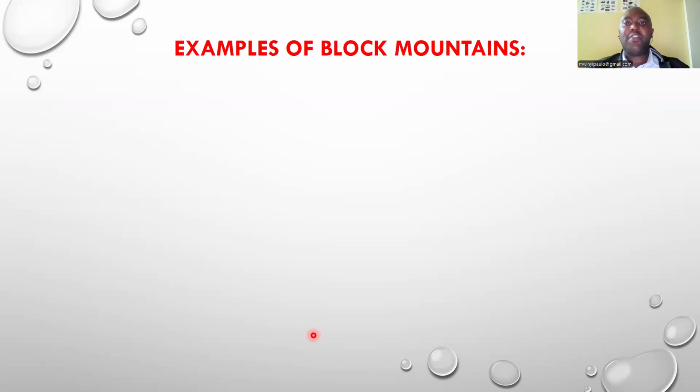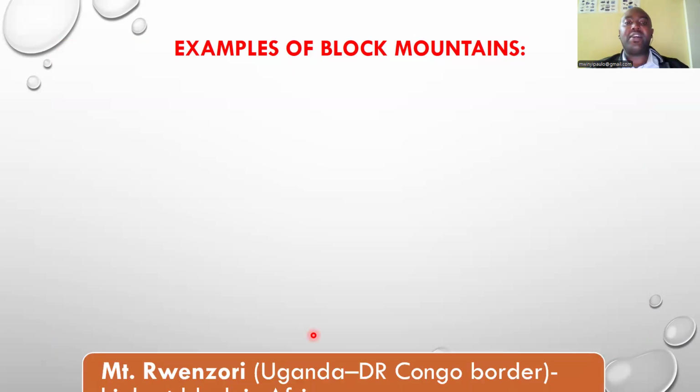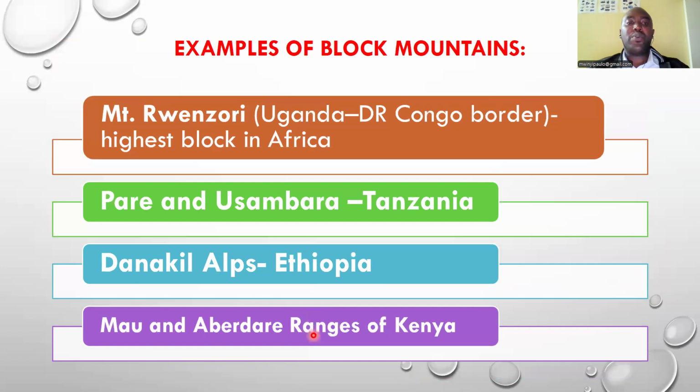Let's look at examples of block mountains that we have in Africa. With Mount Rwenzori, which is at the border of Uganda and Democratic Republic of Congo, and it's the highest block mountain in Africa. We also have Pare and Usambara. These are found in Tanzania. We also have Danakil Alps that are found in Ethiopia. And in Kenya, with Mau and Aberdare ranges.